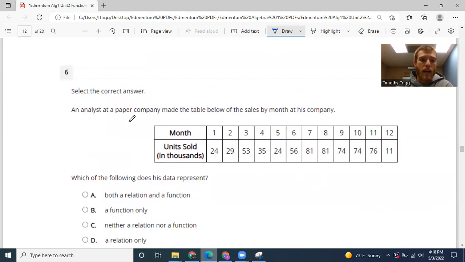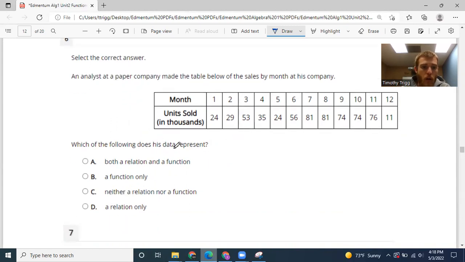Number 6, an analyst at a paper company made the table below of the sales by month at his company. Which of the following does the data represent? So basically, is this a function or not? We can look at the inputs. The inputs are the X values. Do we see any X values repeating? No, we do not. So the input does not repeat. So is that a function or not?